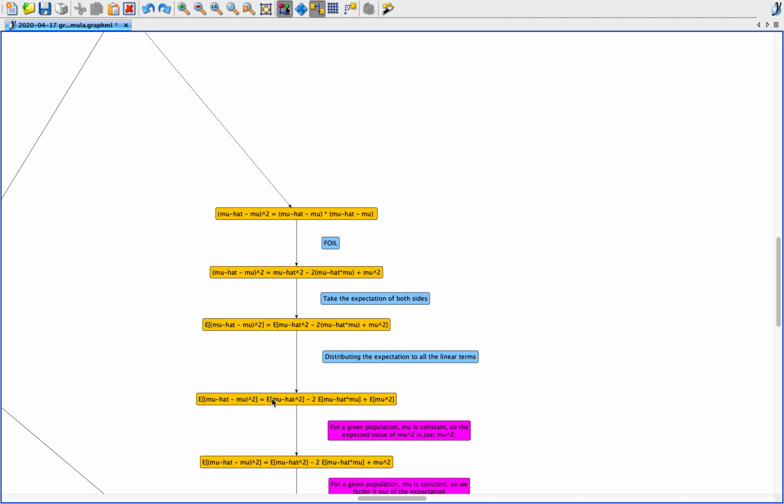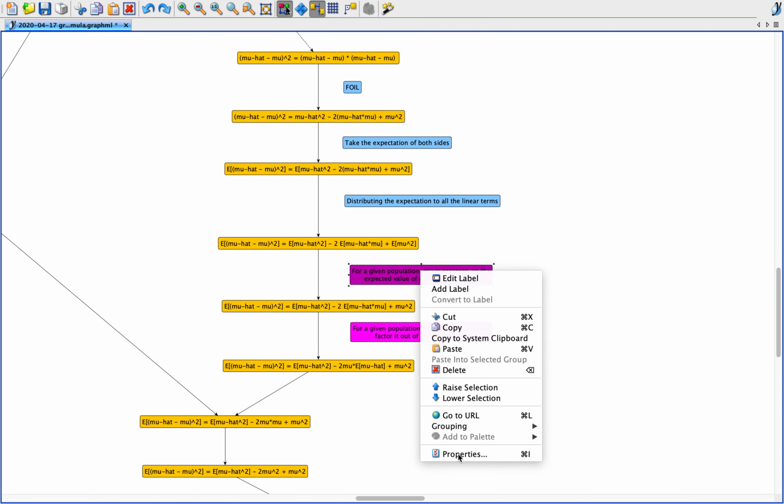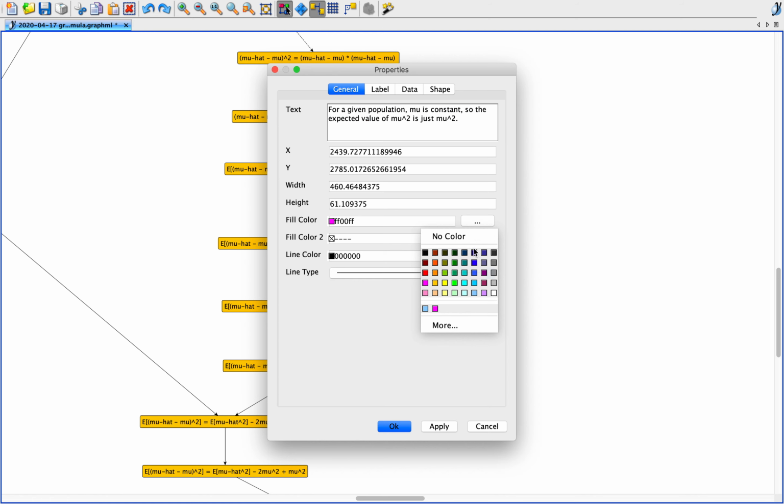Then we distribute the expectation to all of the sum terms. So the expectation of mu hat squared minus 2 times the expectation of mu hat times mu plus the expectation of mu squared. And for a given population, mu is constant, so the expected value of mu squared is just mu squared. I was somewhat uncertain about this one, but I'm changing it back to blue.